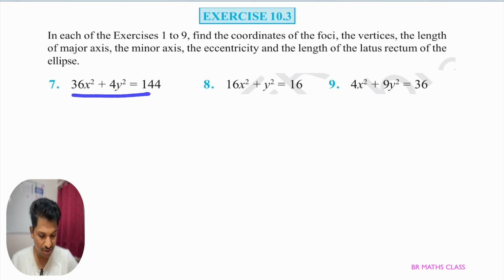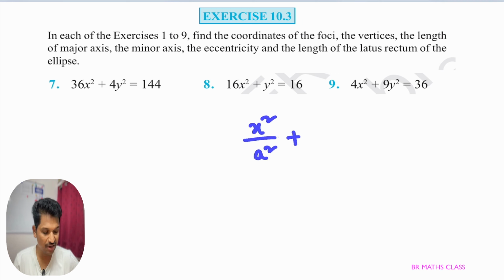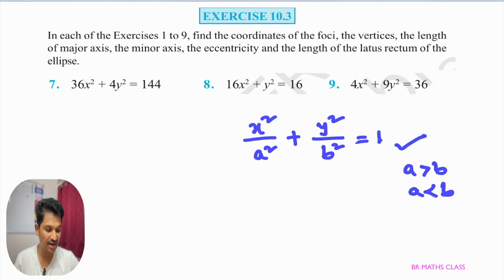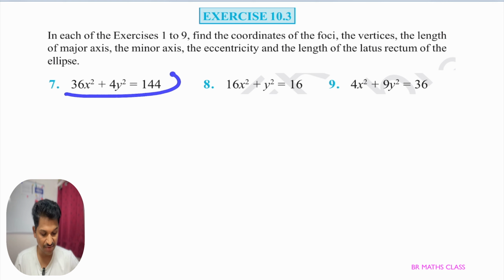If you observe these equations, we cannot say directly they are ellipse or not. Actually, what is the standard form of ellipse? Standard form of ellipse is x square divided by a square plus y square divided by b square equal to 1. If the given equation is of this form, we can say that it is an ellipse, whether it is standard form a greater than b or it is in standard form a less than b. Here the point is the given equations are not in this form, but we can write these given equations into standard form of ellipse.